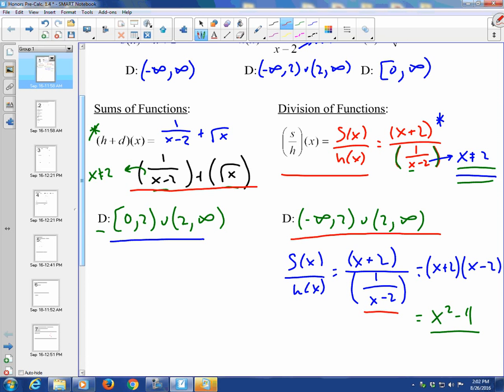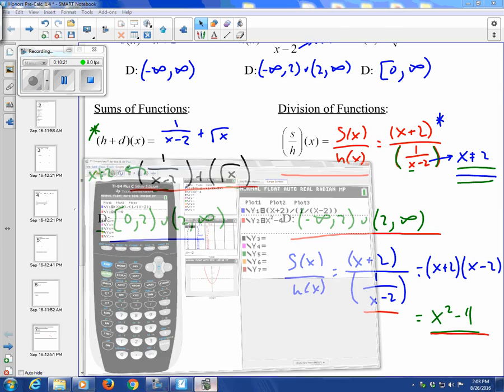Now what we're seeing here is that if we looked at the graph of our s divided by h of x, what we would get is the graph of x squared minus 4, right, without an ordered pair for the x value of 2, right? And we can sort of take a look at that on the calculator. So right here, what we're going to do is take out our calculator.